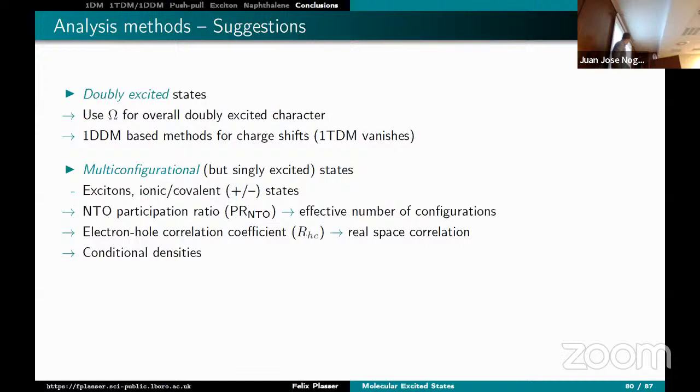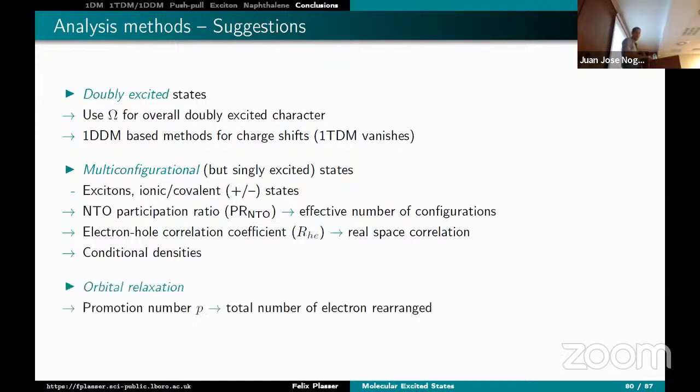I didn't have time to talk about it. Then you can use what's called the NTO participation ratio to get the effective number of configurations. You can use electron-hole correlation coefficients. We had that for the conjugated polymers to see how things correlate, and you can use the conditional densities to get some real space insight. And get the promotion number p for orbital relaxation, and that's about how electrons are rearranged.